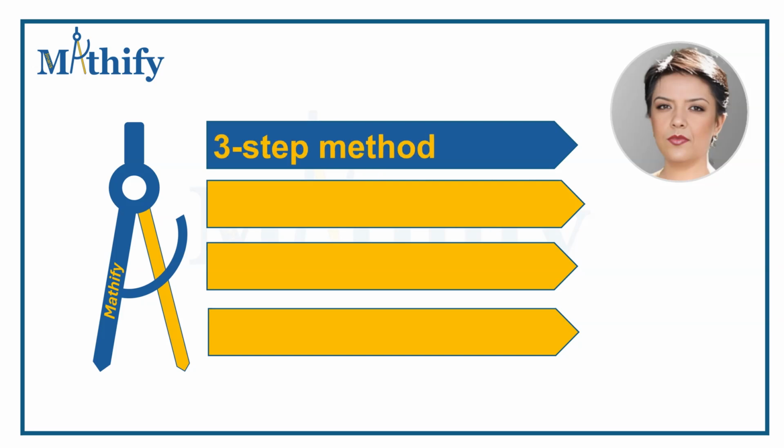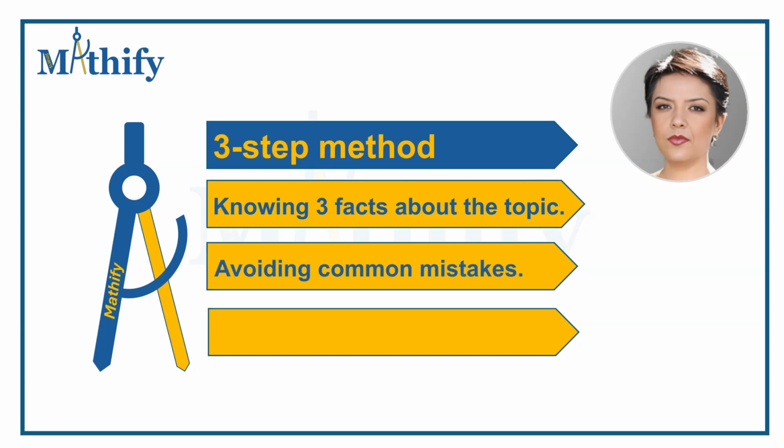Here is a 3-step method that will be very beneficial for GCSE Maths. The first step, knowing 3 facts about the topic. Second step, avoiding common mistakes. And lastly, thinking outside the box. Having all 3 of these essential skills will help you pass your GCSE Maths exam. Knowing these 3 important skills will be really useful and beneficial. So please do remember them.